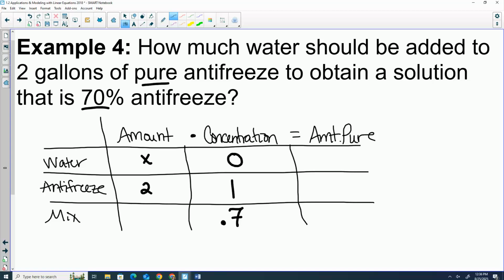All right, what's still in our gaps here, my mix. If I put in 3 gallons of water and 2 gallons of antifreeze, how many gallons do I have? 5. How'd you get it? Add them together. So if I have X and then I have 2, my mix is X plus 2.